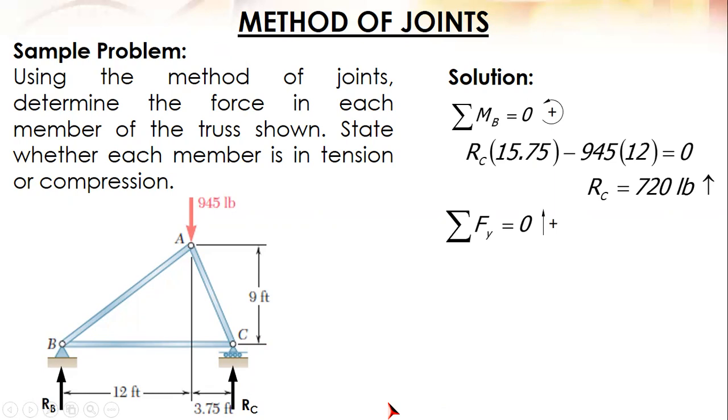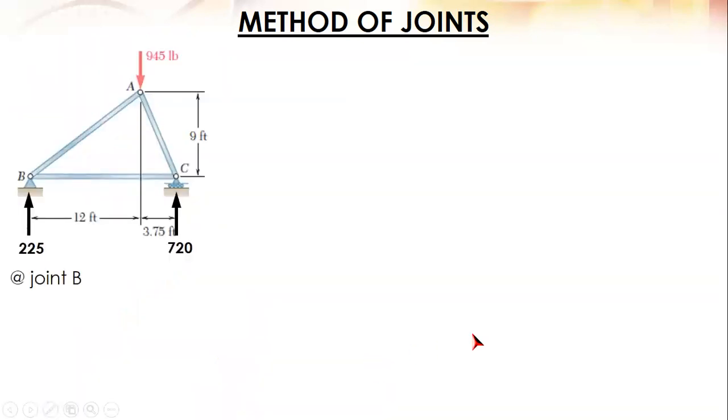And summation of force equal to 0. We can solve for RB. Okay. It's equal to 225 pounds. Okay. So, first, let us analyze joint B. Make sure that there are only two unknown forces. Right? Since we only have two conditions to use, summation of force along x equal to 0 and summation of force along y equal to 0. So, let's start with joint B.